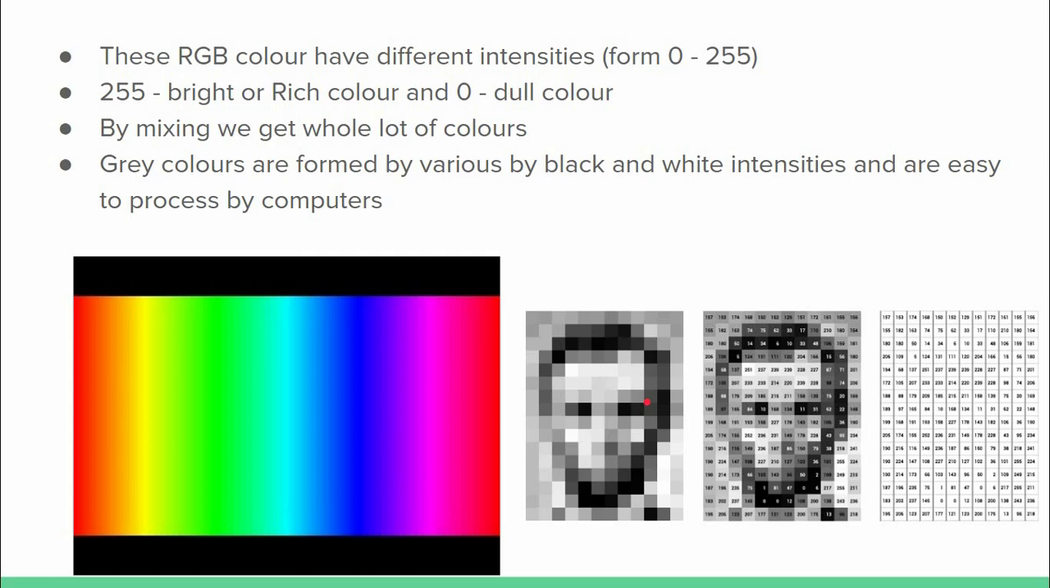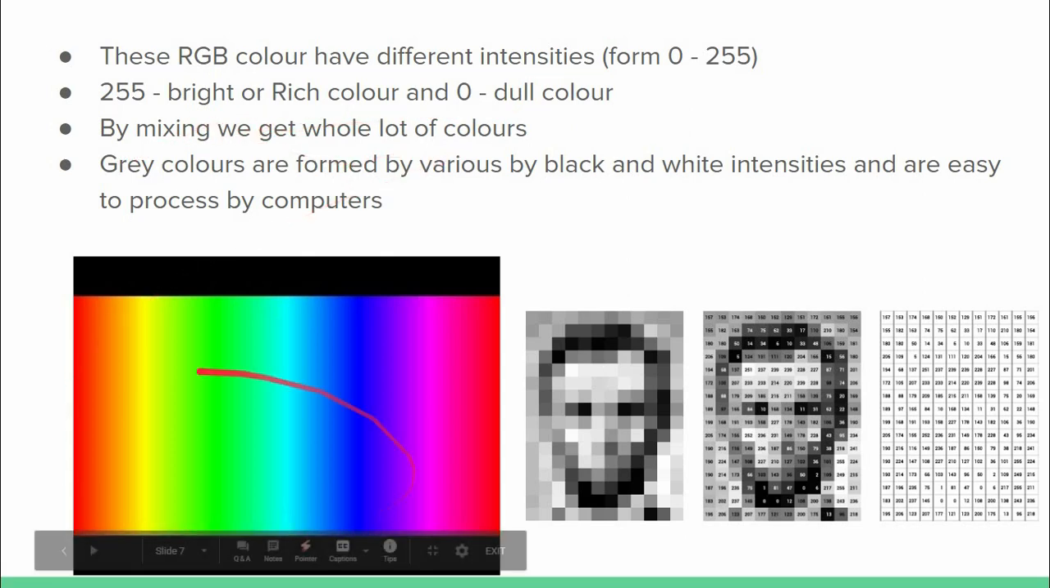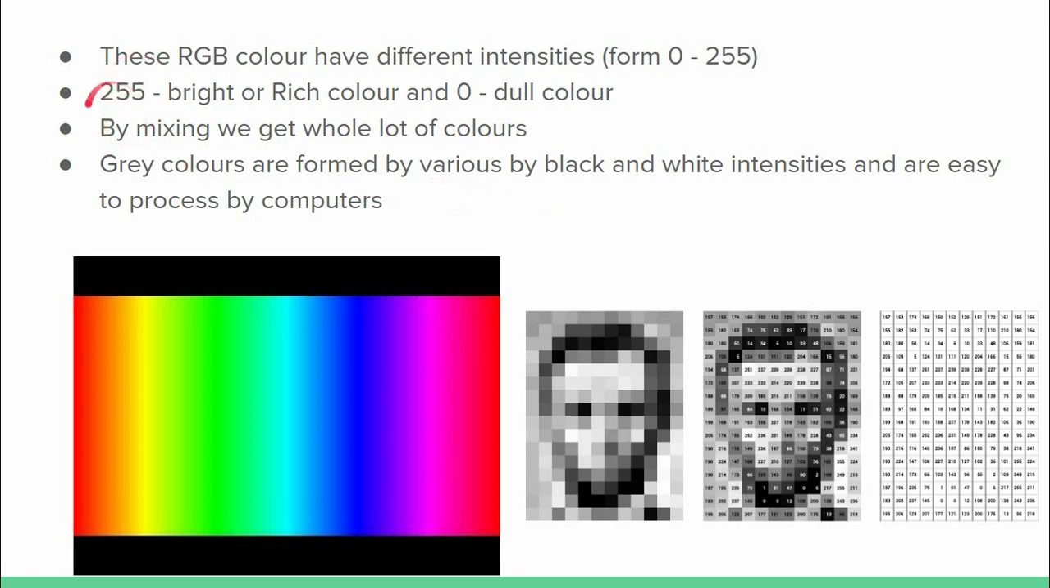These RGB colors have different intensities from 0 to 255. Like, 255 is the rich color, not bright actually. It is the richer, darker color, and 0 is a very dull color, like a faded one. By mixing, we get a whole lot of colors, as you can see here. Now how do we get black and white? By mixing 255 of all, we can get black, and by mixing zeros of all, we can get white. So gray colors are formed by varying black and white intensities and are easy to process by computer.